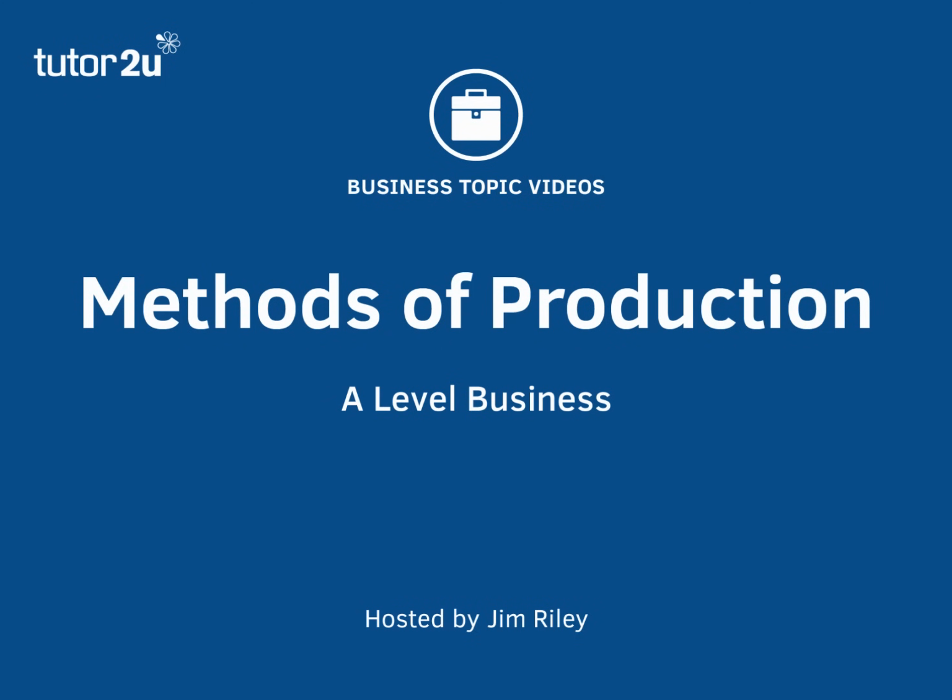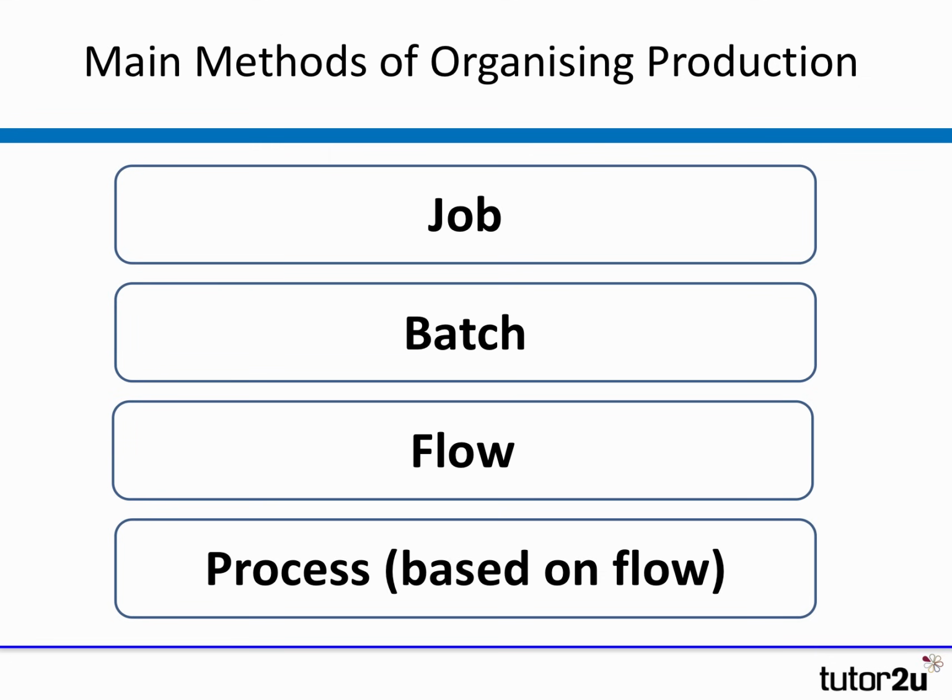Hi there. In this short topic video, we're just going to give you an outline of the different methods of production that you see in business. Depending on which exam board you're studying for, there's a requirement for you to have an understanding of the different methods of how a business can organise operations and production. What we'll do is we'll spend a couple of minutes on each of the main methods. We're going to cover job, batch, flow production, and finally a type of flow production called process.